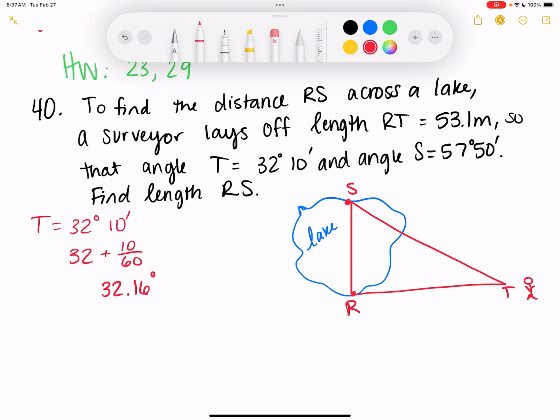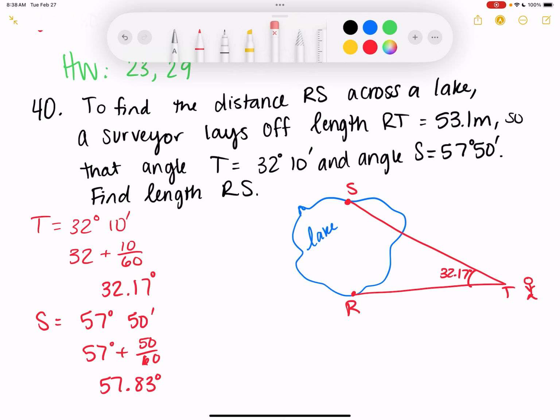All right, so I have that piece of information, so I'm going to go ahead and put it on here. I need to do the same thing for angle S. So from 57 degrees, 50 minutes to, I'm going to do 50 over 60 to get that one. 57.83 degrees. So angle S is 57.83.